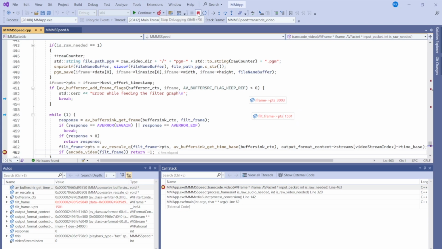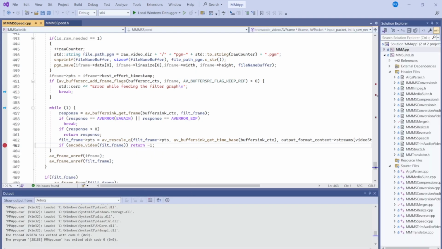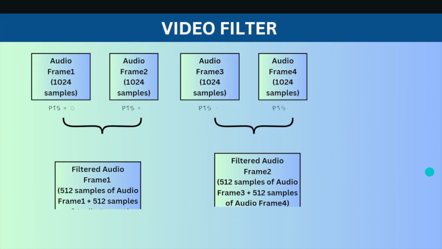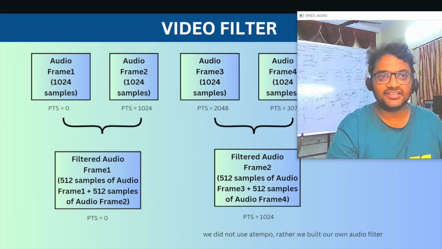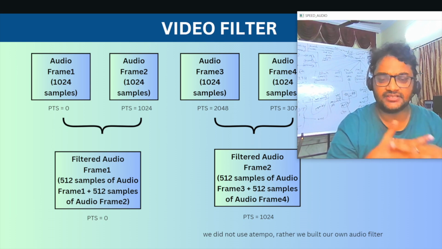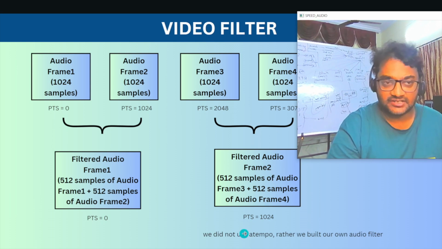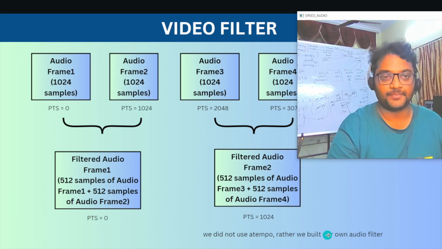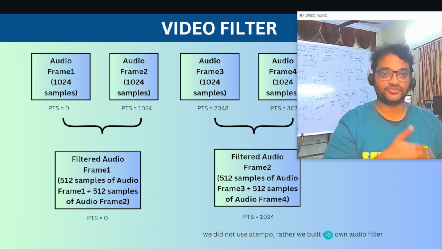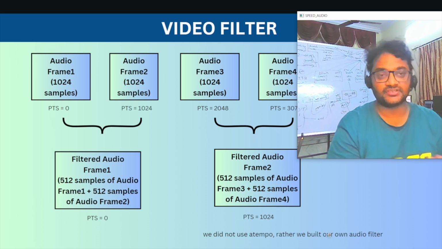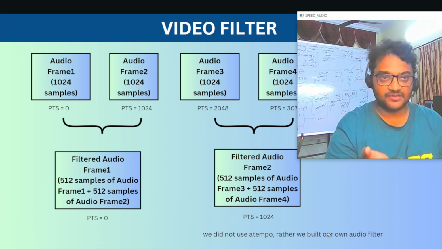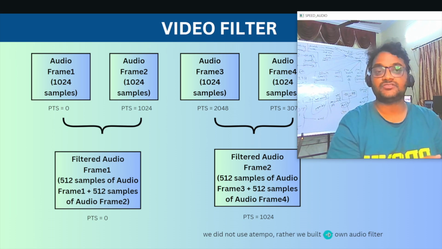So just a recap of what we have done for the video. Now let's see what exactly we need to do for audio. Interestingly, there is a filter similar to the set PTS filter: there is a tempo filter in FFmpeg. We tried initializing this audio filter and then adjusting the samples, all those things we have done, but it looks like it's not sure.